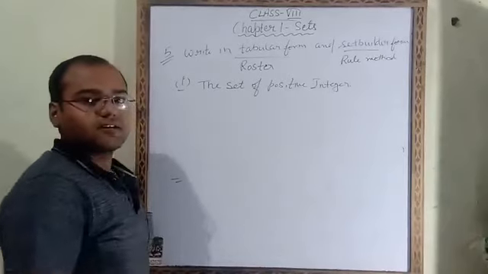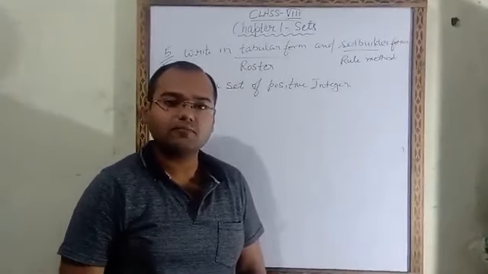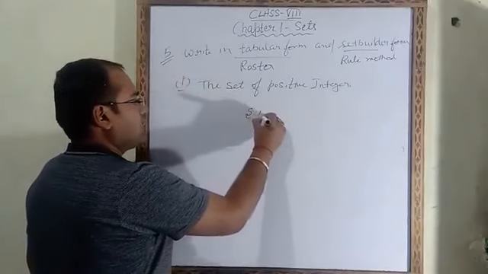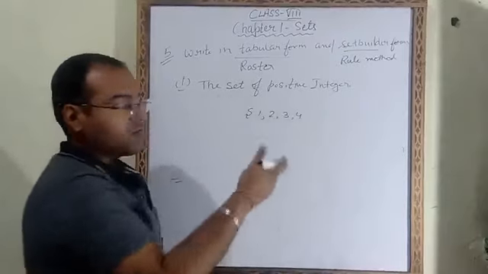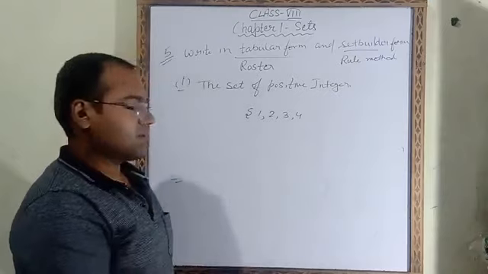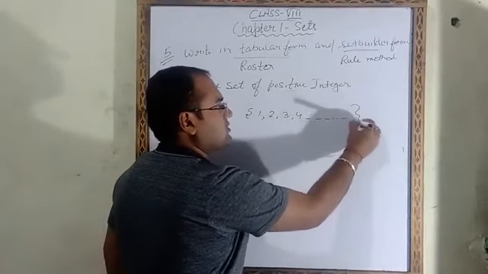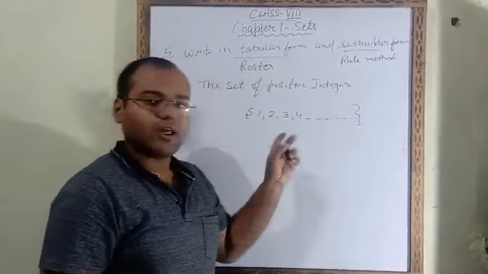We have to write positive integers. So positive integers start from 1. That means 1, 2, 3, 4. Up to which number do we have to write? We did not mention in the question up to which number we have to write. So we will put dots here, and so on. That means this answer goes on like this only.